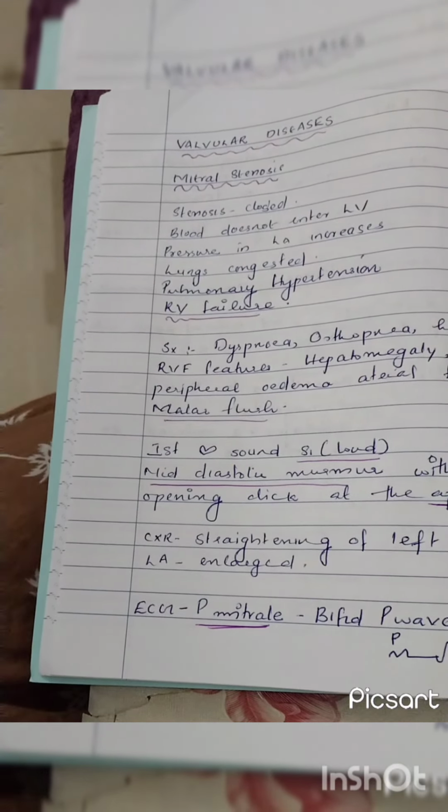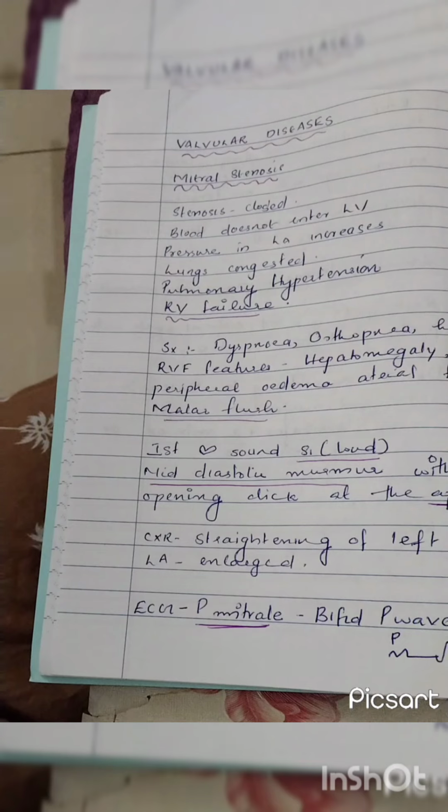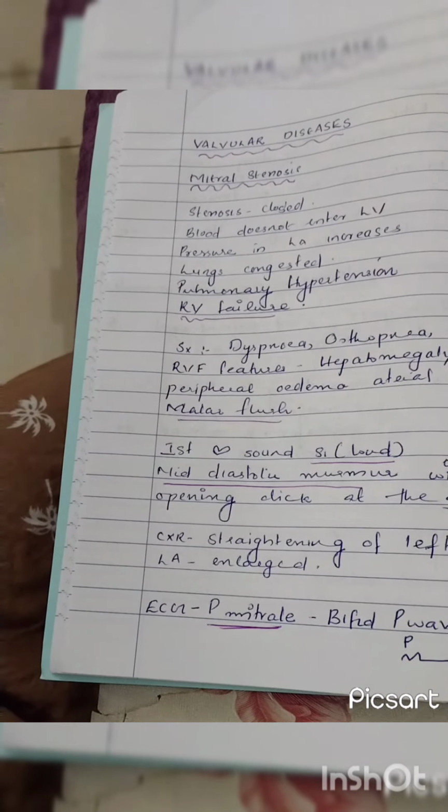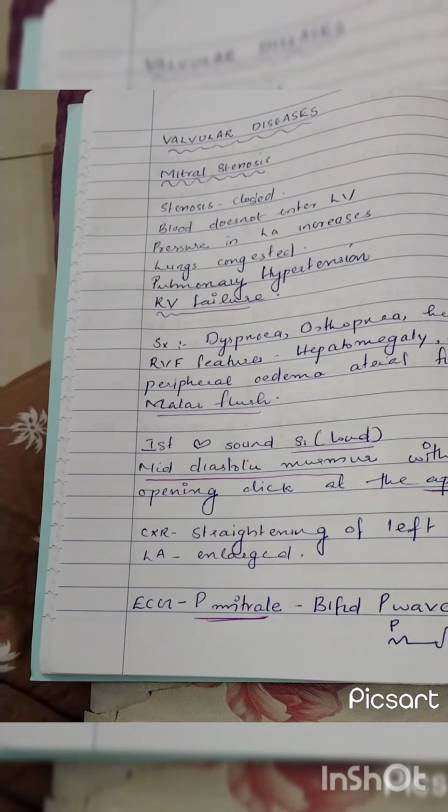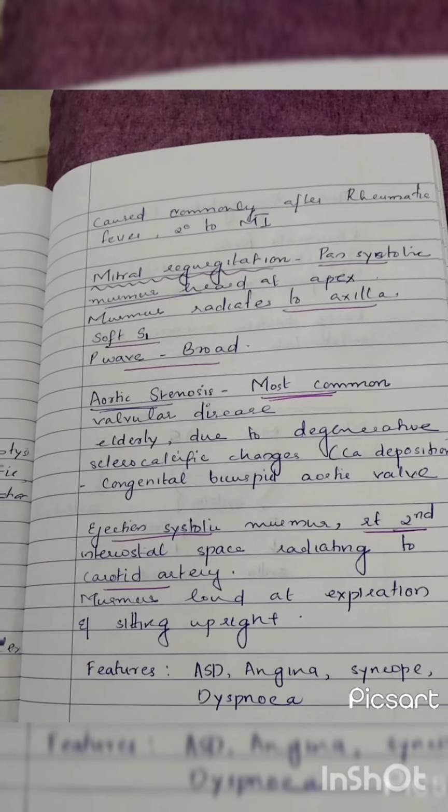also be there. In mitral stenosis, the first heart sound, that is S1, will be loud, and there is a mid-diastolic murmur with an opening snap at the apex. Apex means the left fifth intercostal space in the midaxillary line. On chest X-ray, there will be straightening of the left heart border and the left atrium will be enlarged. On ECG, bifid P waves can be seen. It occurs mainly after rheumatic fever and all.